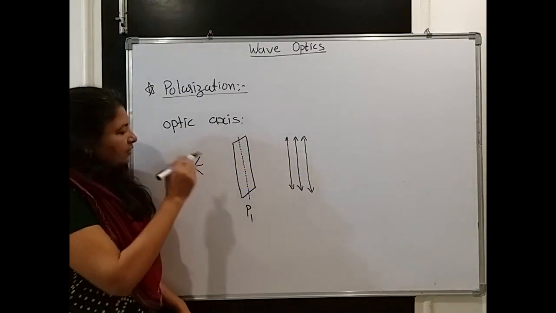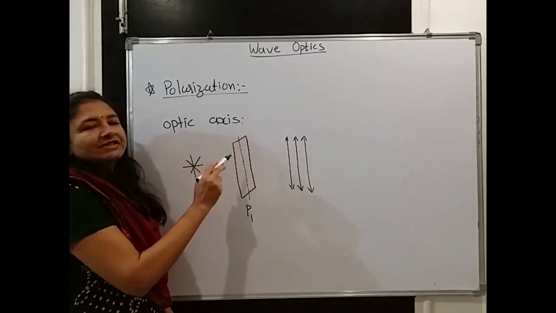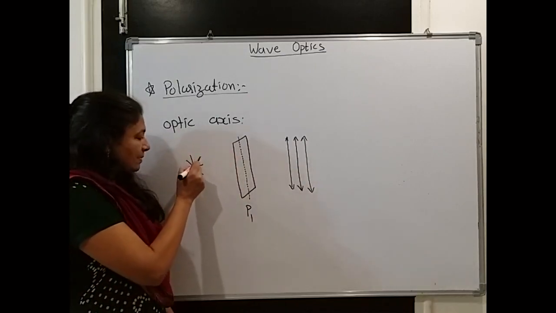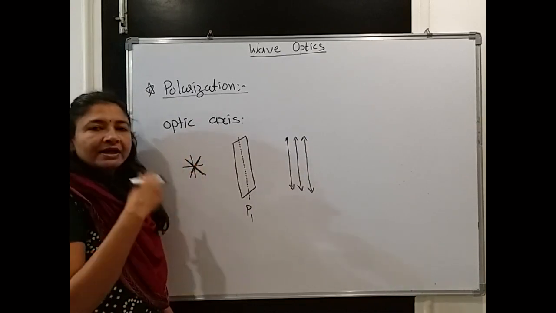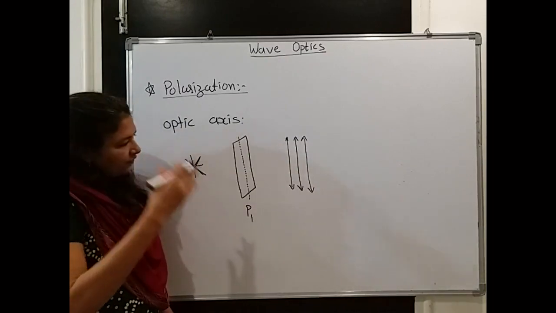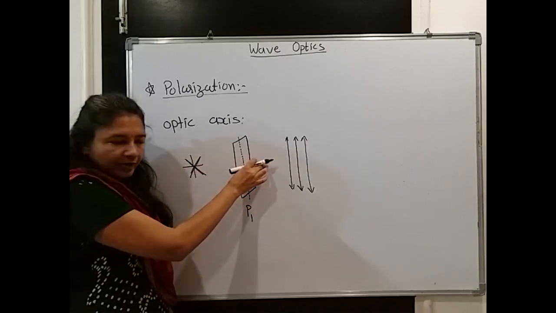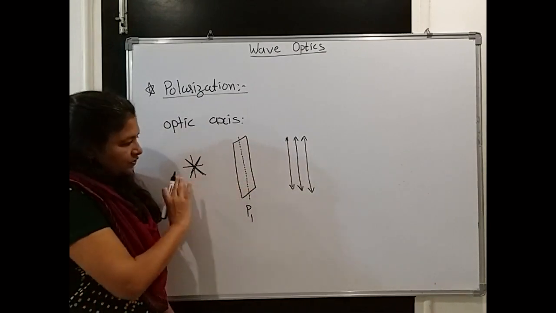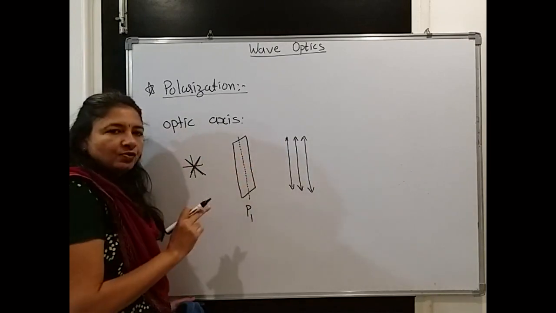Okay, so all the E vectors which are parallel, they can pass through it. All the vectors which are perpendicular, they are absorbed by it. Then what about this type of vectors which are neither parallel nor perpendicular? In that case, those E vectors will be divided in two components. One component will be parallel to this axis, one component will be perpendicular. The parallel component will pass, perpendicular component will be absorbed. So in this way, this polarizer converts unpolarized light into polarized light.